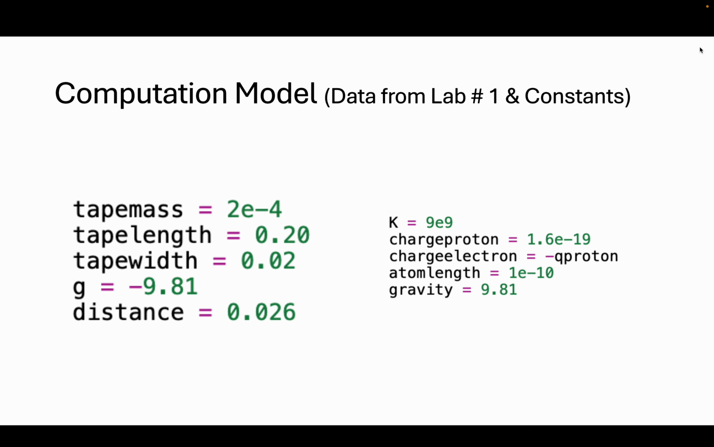Computational model. This is data from Lab 1 and our constants. So we have our mass, the length, the width, gravity, and the distance. And then these are some of the constants we implemented in this lab.